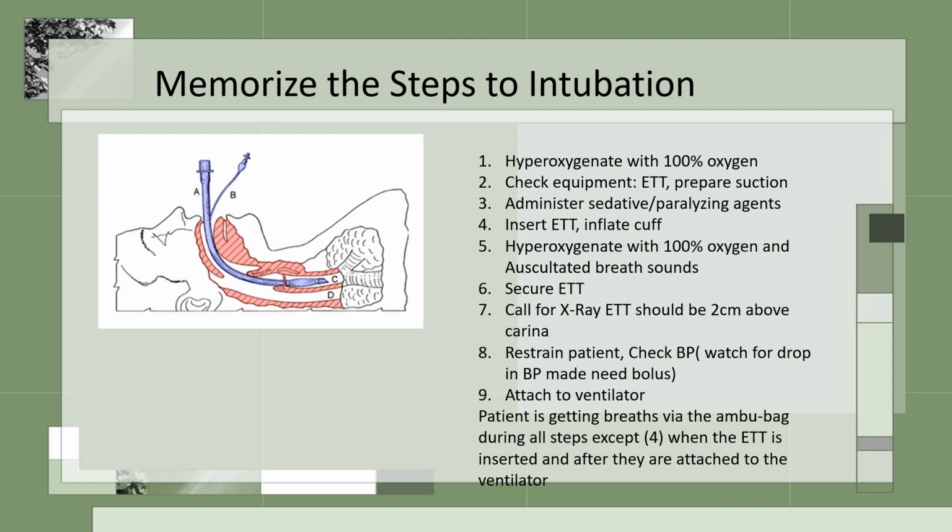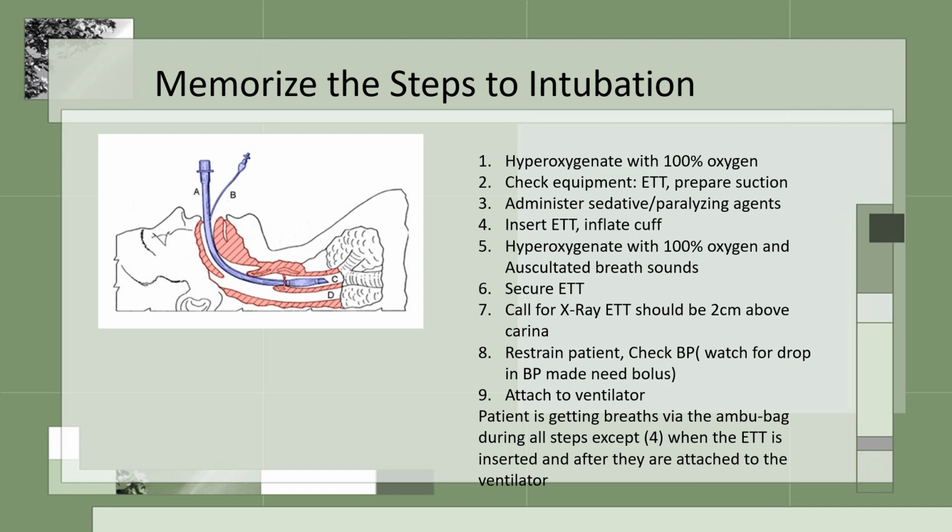Memorize the steps to intubation. Step 1 is hyperoxygenate with 100% oxygen. Step 2, check equipment, the ET tube, and prepare suction. Number 3, administer sedative or paralyzing agents. Number 4, insert ET tube and inflate cuff.